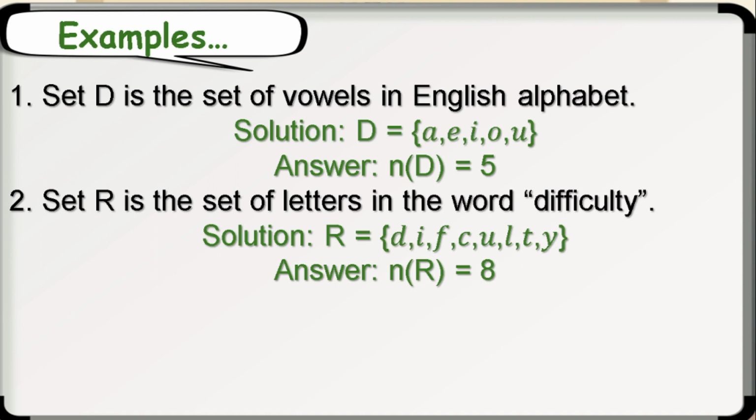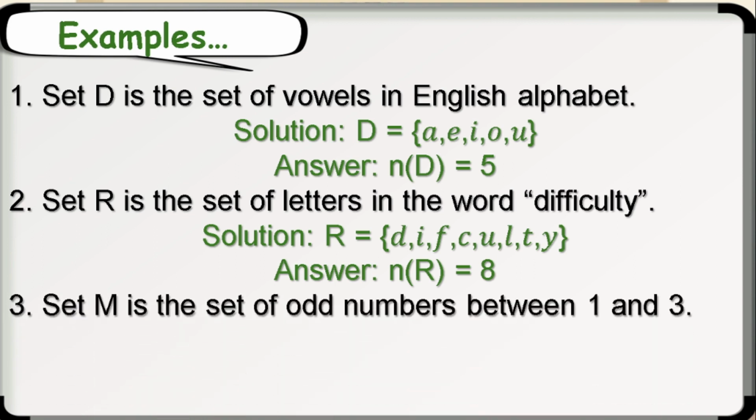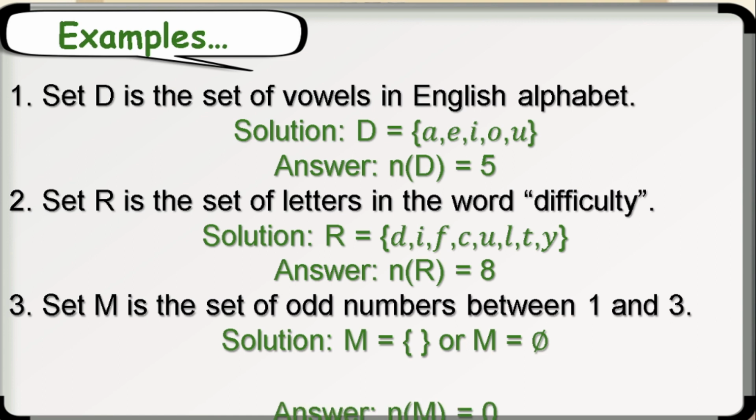And lastly, set M is the set of odd numbers between 1 and 3. If we are going to list the elements of that set, we have a null set or an empty set because there is no odd number between 1 and 3. Therefore, the cardinality of set M is 0.